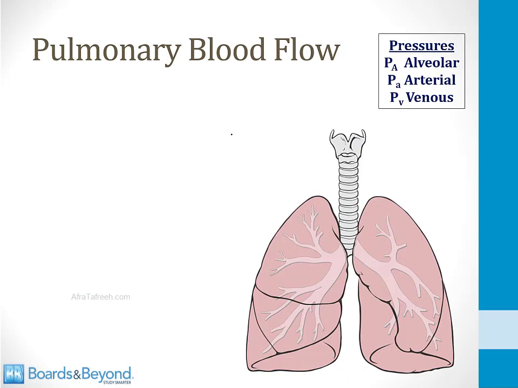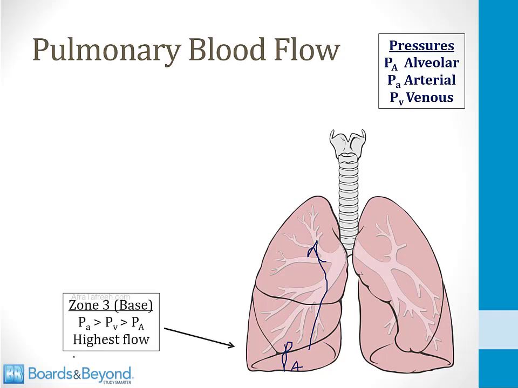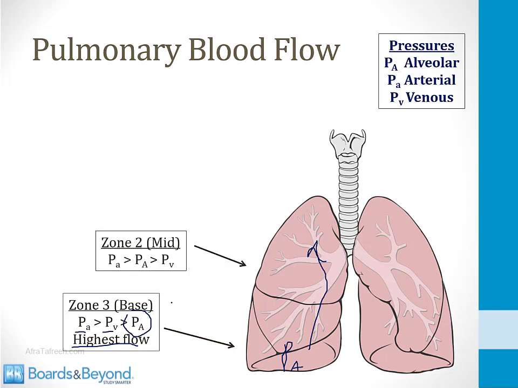So let's go through the zones of the lung just like we did before, and we're going to talk about how the alveolar pressure impacts blood flow. So alveolar pressure, P with the big A, is the same all throughout the lungs. What's different is the pressure in the arteries and the veins. So you have the highest pressure in the arteries and the veins down at the base. So let's talk about what that means. With the highest pressure, the pressure in the artery and the pressure in the veins is always going to be higher than the alveolar pressure. So alveolar pressure has no impact on blood flow down at the base, and that helps to achieve the highest blood flow at the base, which we already know because we talked about this earlier. In zone 2, the mid-zone, the alveolar pressure becomes higher than the venous pressure.